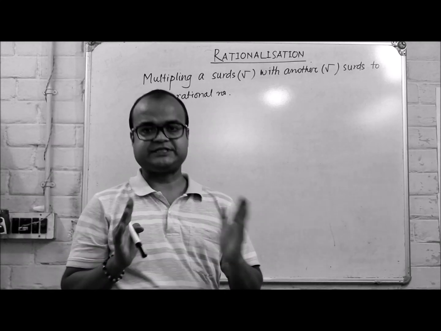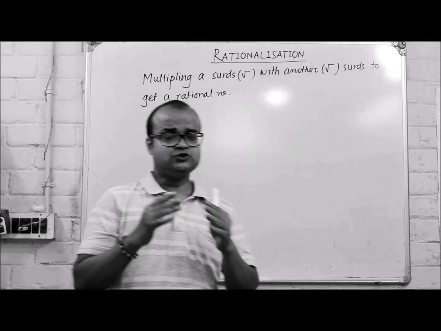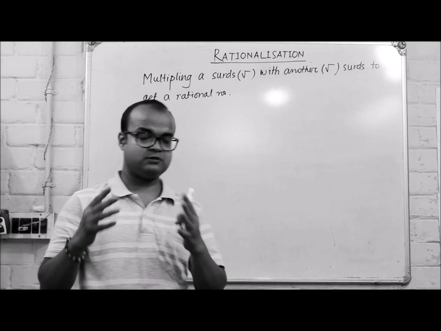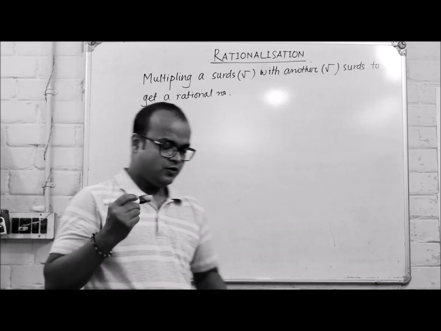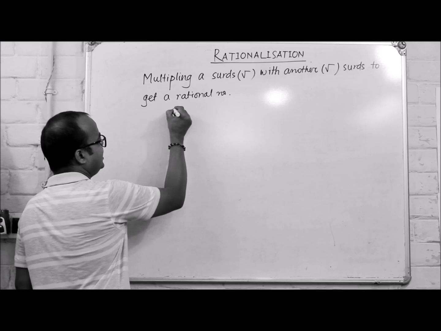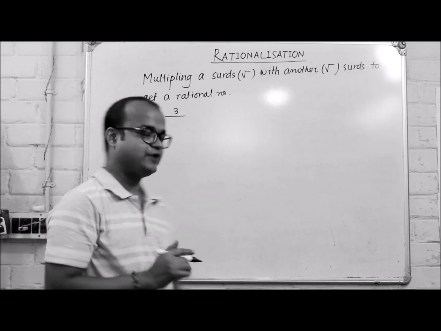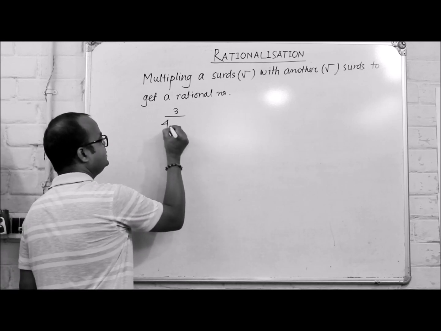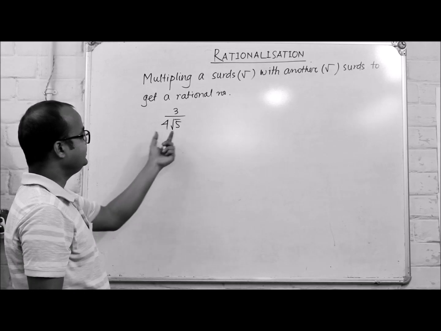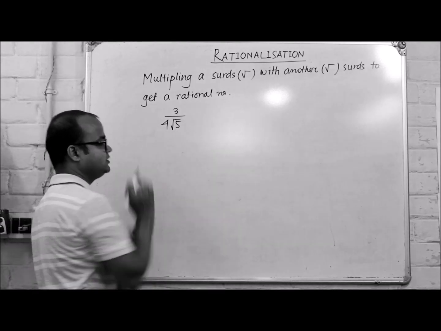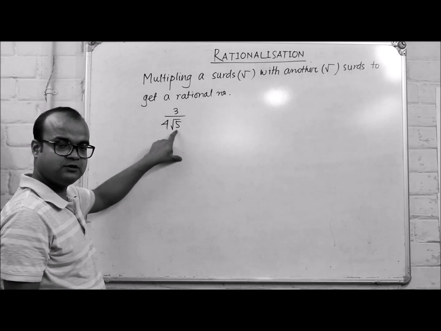Now in this chapter, this is a big application based chapter, so we try to cover as many sums as possible so that the concept gets clear to you. For example, if I take one sum, 3 by 4 root 5. Now we need to rationalize the denominator. Now see, the denominator contains the root 5 term here.